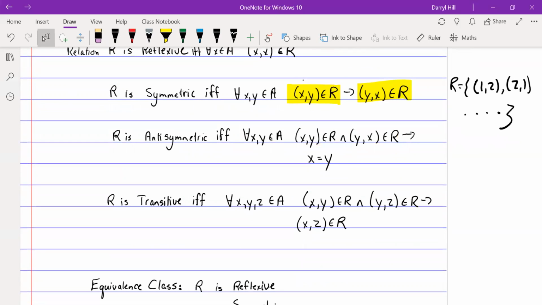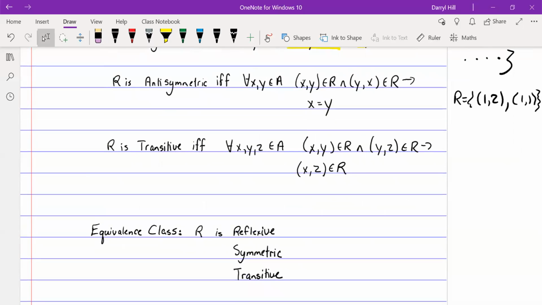And R is anti-symmetric if the opposite is true. So if I have R equals 1, 2, then I cannot have 2, 1. The only thing that I'm allowed is I can have elements that map to themselves. So I can have 1, 1. So that's an anti-symmetric relation.